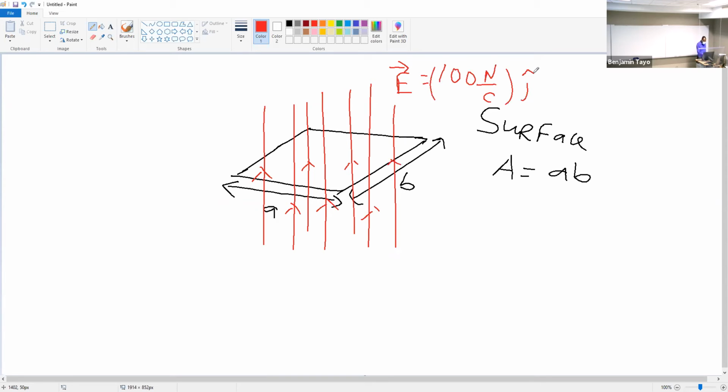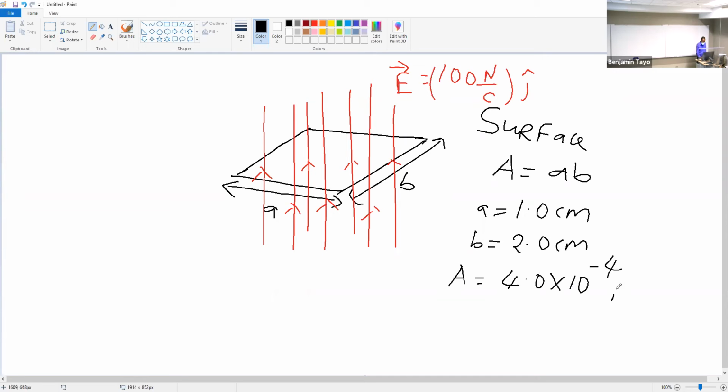Now let's plug in some numbers also for this area. So let's say that A is equal to 1.0 centimeters, and B is equal to, let's say, 2.0 centimeters. So it means that the area is equal to 4.0 times 10 to the negative 4. So let's get the area from centimeters into meters squared. So we know that 1 centimeter is equal to 0.01 meters, right?